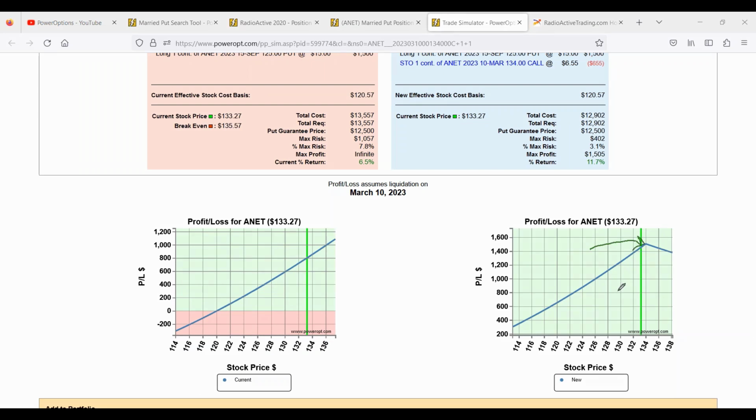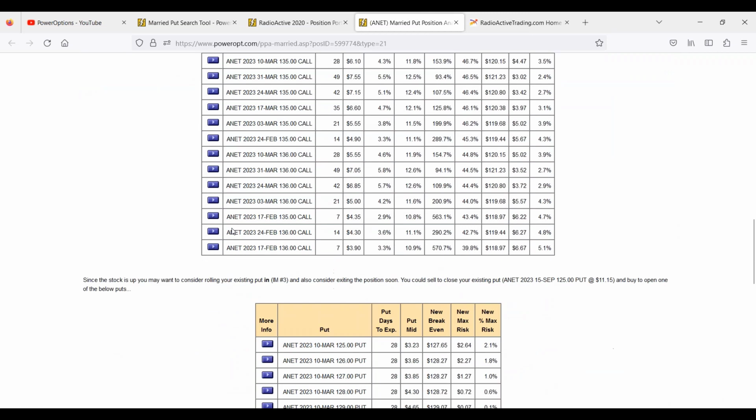Do I want to have a capped gain right at the money if maybe my expectation is this stock could jump 7 to 8%, maybe 10% with a positive earnings? Now, I want to leave that upside open. I want to take this risk down, but leave the upside open as well. Okay, so are there other opportunities that are available to do that?